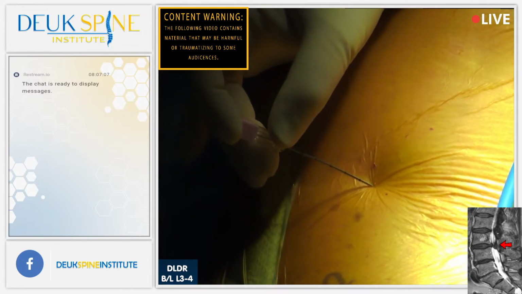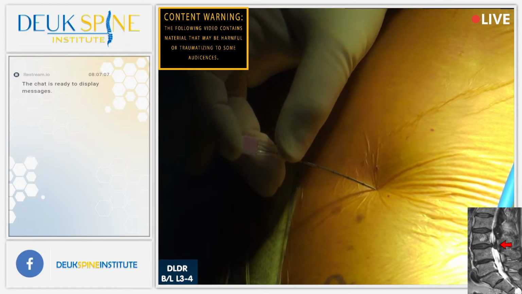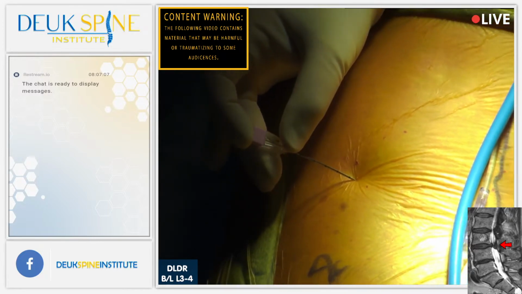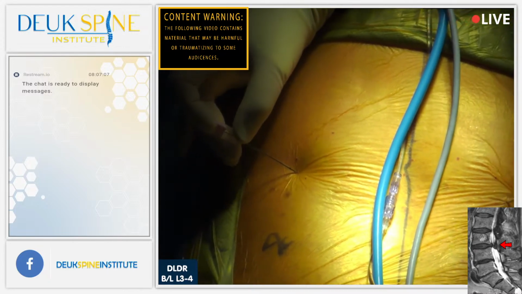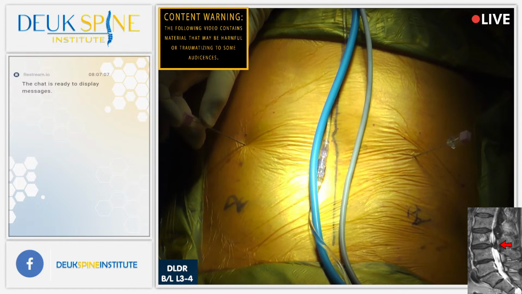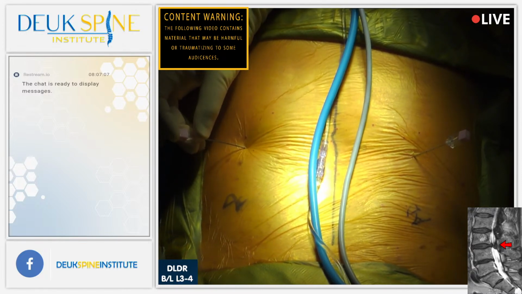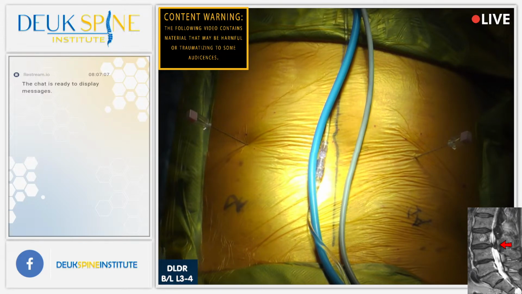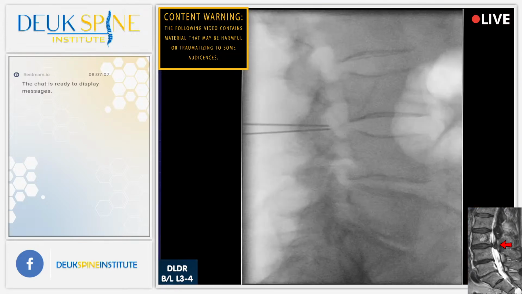What I'm feeling for right here is the facet. I want to feel that bone. When I feel the facet, that tells me that I'm in the right spot, and then I go around the facet. You see how I changed the direction of the needle there? All right. So both needles are very close to where we need them to be.